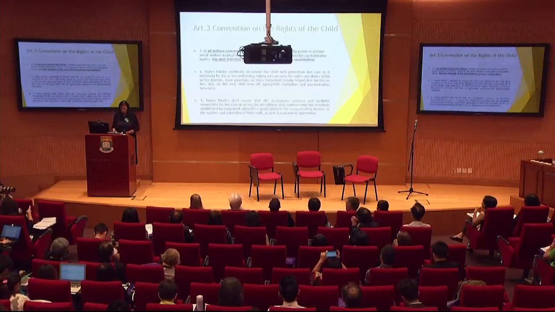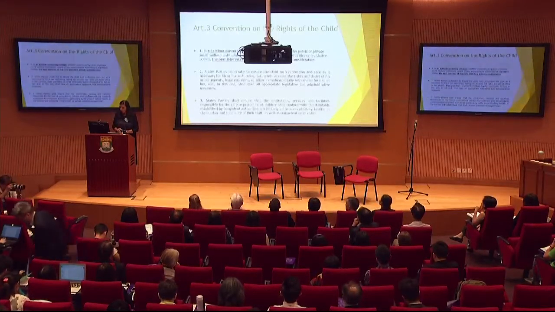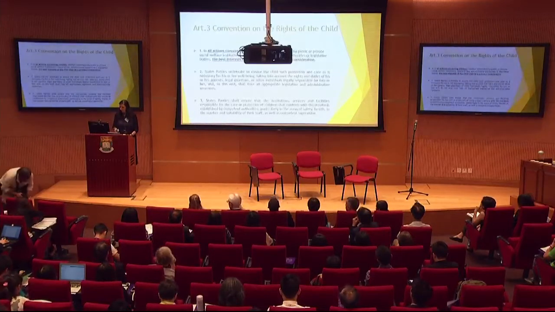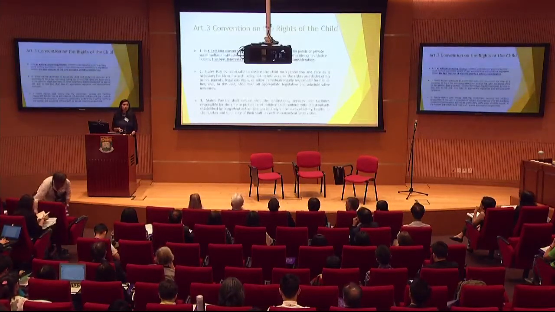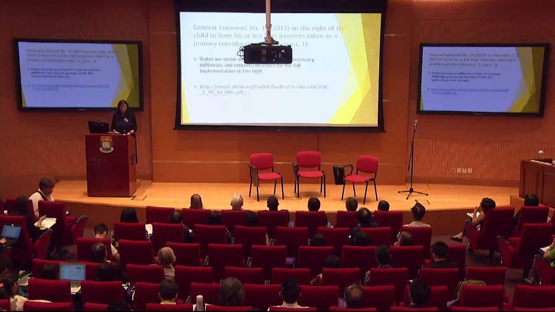So there need to be legislative and other measures in play, including administrative measures, and state parties should ensure that all institutions, services, and facilities responsible for the care and protection of children conform with these international standards, particularly in the core areas outlined: safety, health, and the suitability of their staff and competent supervision. States are under an obligation to take all necessary, deliberate, and concrete measures for the full implementation of this right.